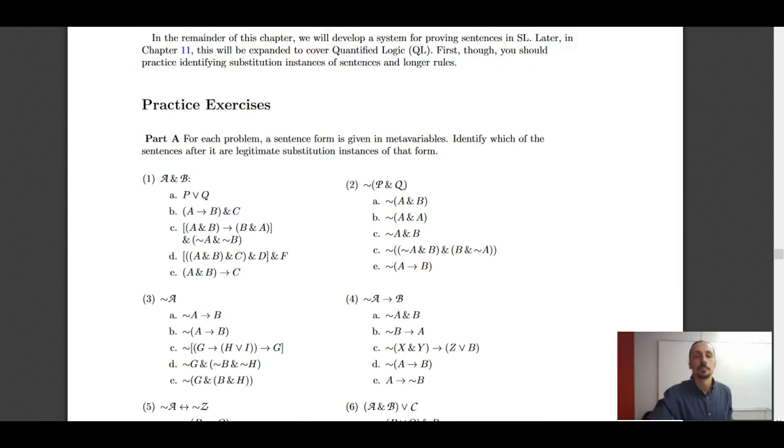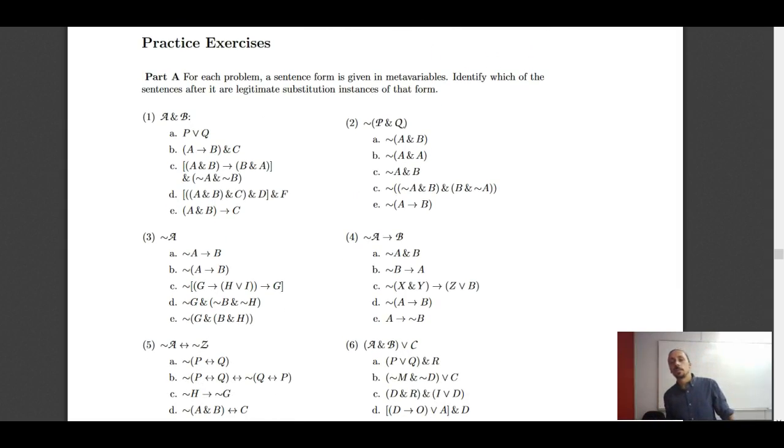There they are. For each problem, a sentence form is given in the metavariables. Identify which of the sentences are legitimate substitution instances of that form. So go have a look at these problems.